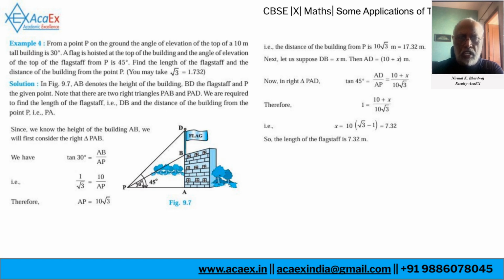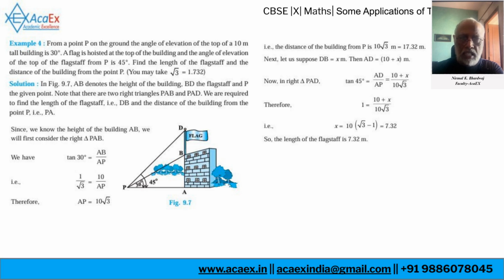Solution. First, consider the right triangle PAB to the top of the building. We use the tangent ratio. Tangent of 30 degrees equals 10 divided by AP. This gives the distance of the building from point P as AP equals 10 square root of 3 meters, which is approximately 17.32 meters. Next, consider the right triangle PAD to the top of the flagstaff. Let the length of the flagstaff be x.